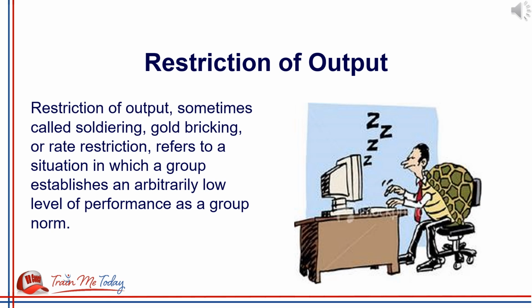Restriction of output, sometimes called soldiering, gold bricking, or rate restriction, refers to a situation in which a group establishes an arbitrarily low level of performance as a group norm. Individuals within the group police each other's behavior and provide negative sanctions and peer group pressure on individuals who exceed the group standard. Restriction of output often occurs when a vocal minority of low-performing group members are able to establish a group norm restricting productivity levels.